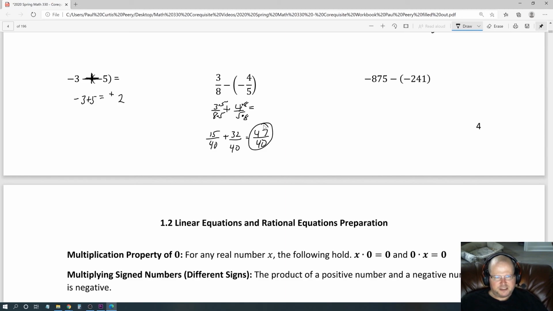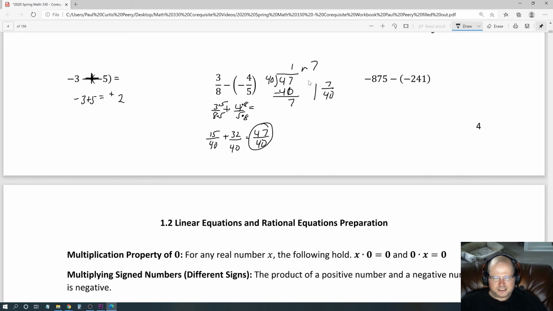Improper fraction simply means the numerator is larger than the denominator, the same or larger. In this case, this is an improper fraction. What you could do is write it as a mixed number. So you could say 47 divided by 40. 40 goes into 47 once. 47 minus 40 is a 7, with a remainder of 7. And what that would look like is 1 and 7/40.